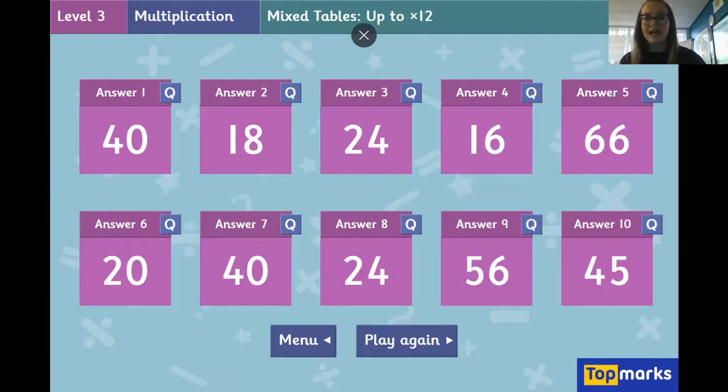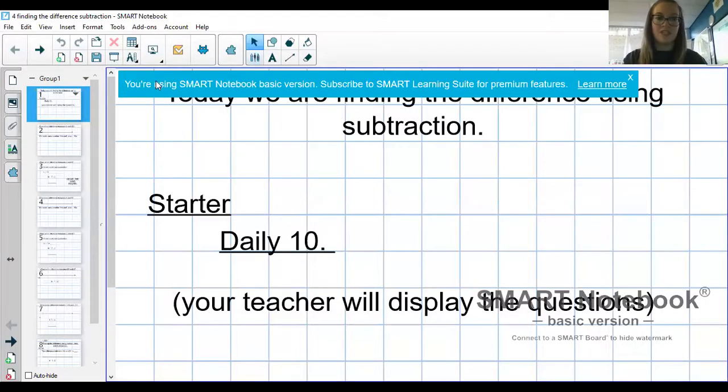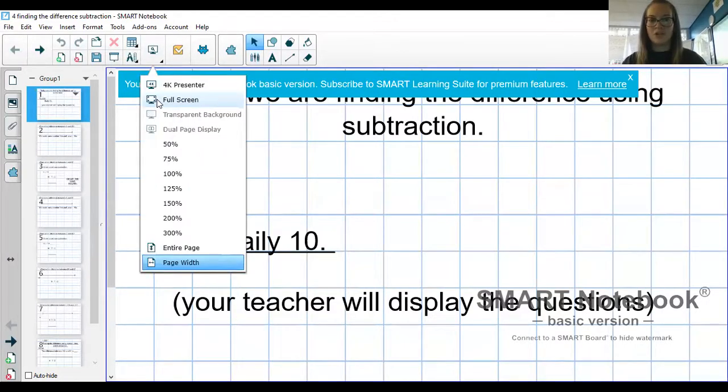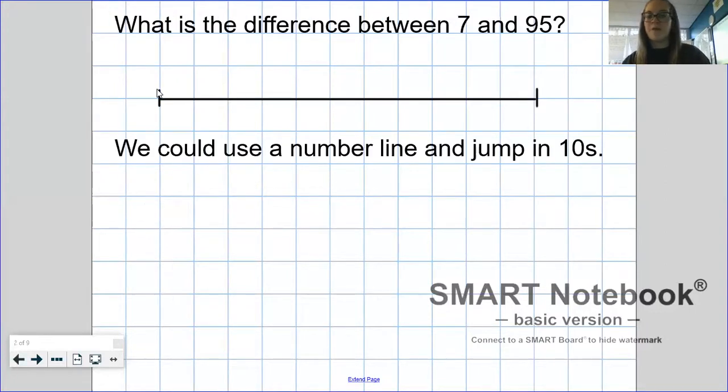Well done, guys. I'm going to change my screen now. So you've just done your daily 10, so you don't need to be doing that again. Today we are finding the difference using subtraction. So here we go. Let me get up onto my board.